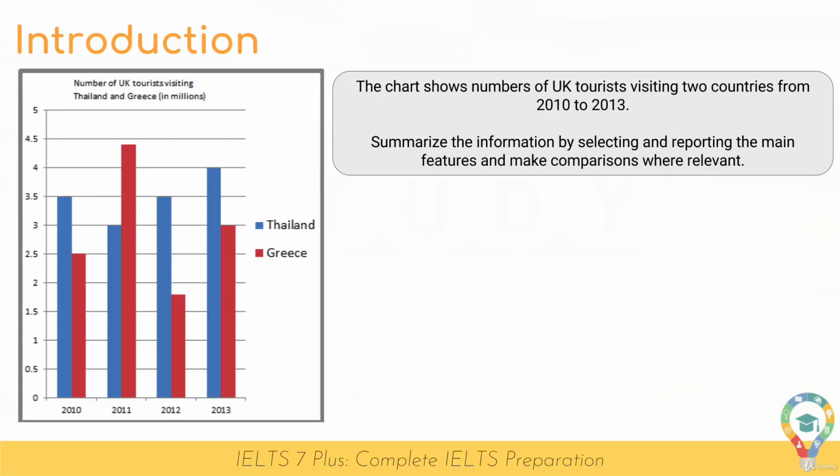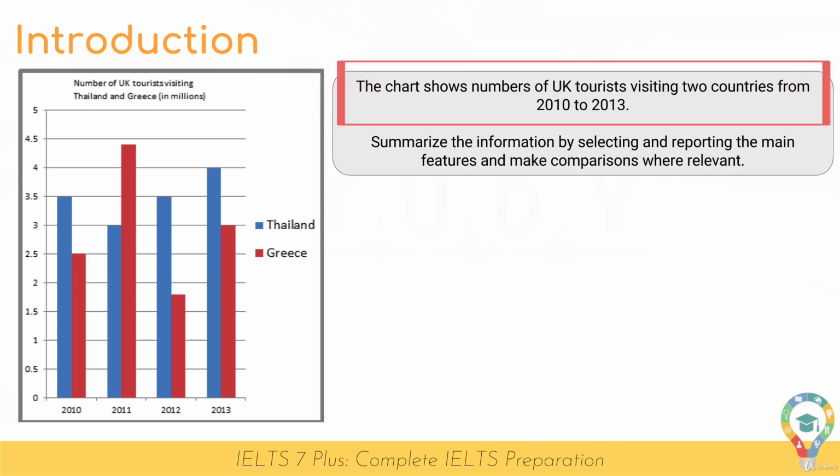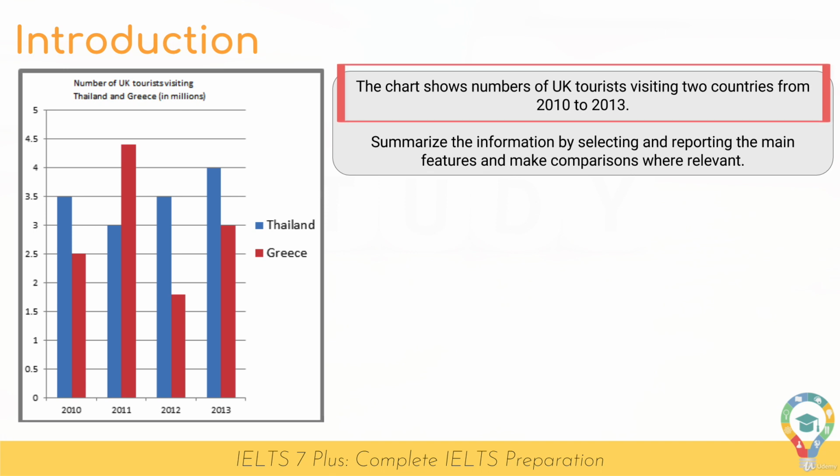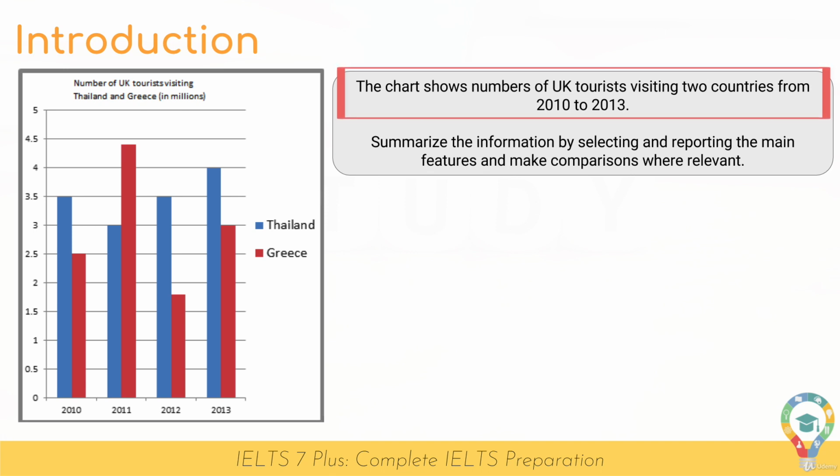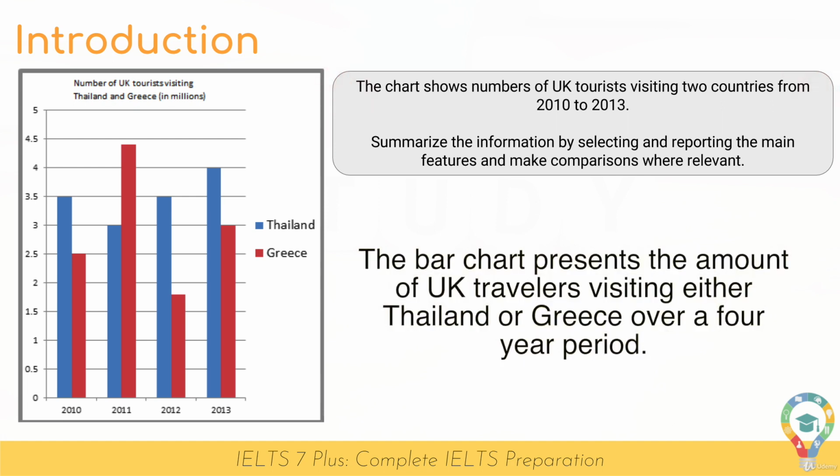The key thing to remember here is that for the introduction, we simply need to paraphrase and reword this part of the question. That means I will have to use my understanding of synonyms to create my introduction. And here is what I wrote. The bar chart presents the amount of UK travellers visiting either Thailand or Greece over a 4-year period.